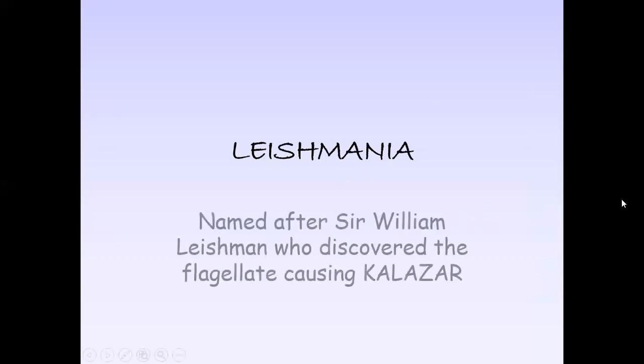So Leishmania is basically a disease which has been named after the discoverer, Sir William Leishman, and he discovered that this was caused by a flagellate. It causes a disease which is known as Leishmaniasis or Kala-Azar. Flagellate means that it's a morphological form which has a flagella and which is able to move about.